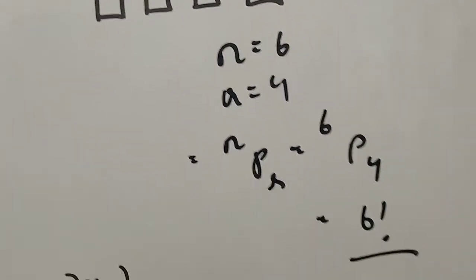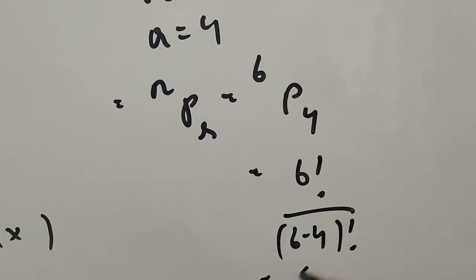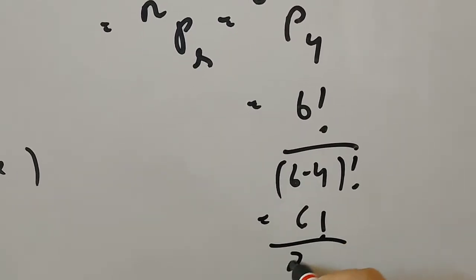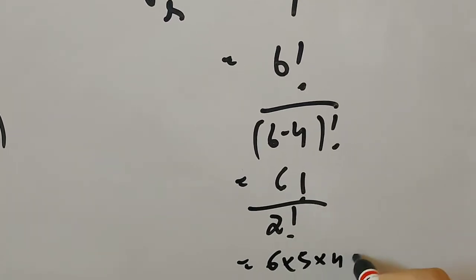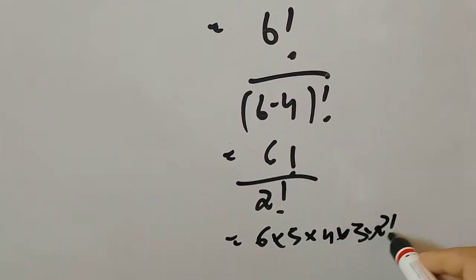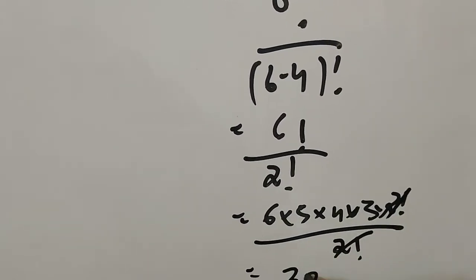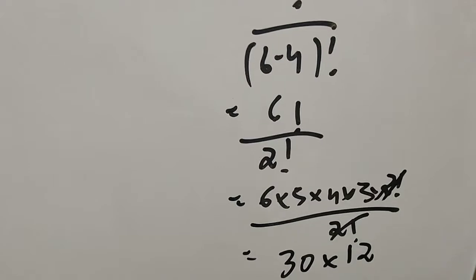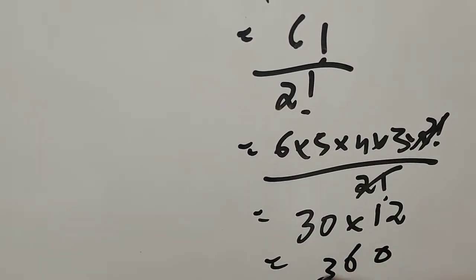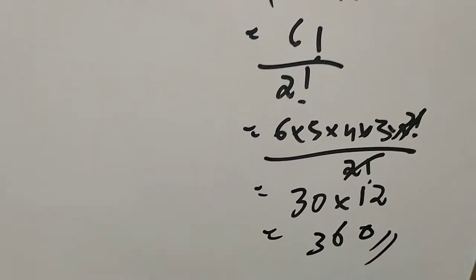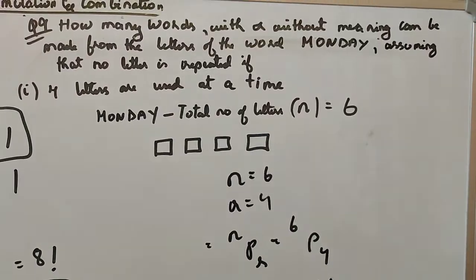6 factorial divided by (6 minus 4) factorial, which is 6 factorial divided by 2 factorial. 6 into 5 into 4 into 3 into 2 factorial, divided by 2 factorial, gives 30 into 12. How much will you get? 360 will be your answer, okay? So I hope the first part is clear to you, very easy.